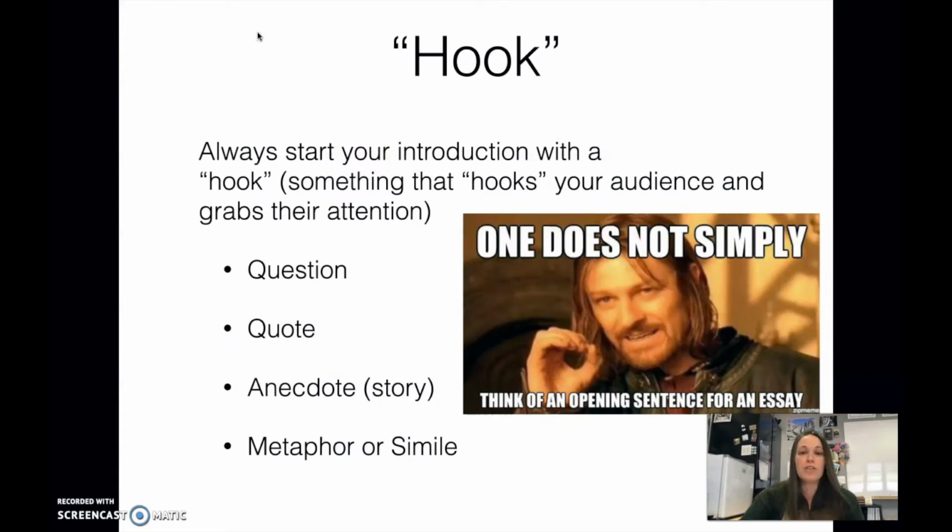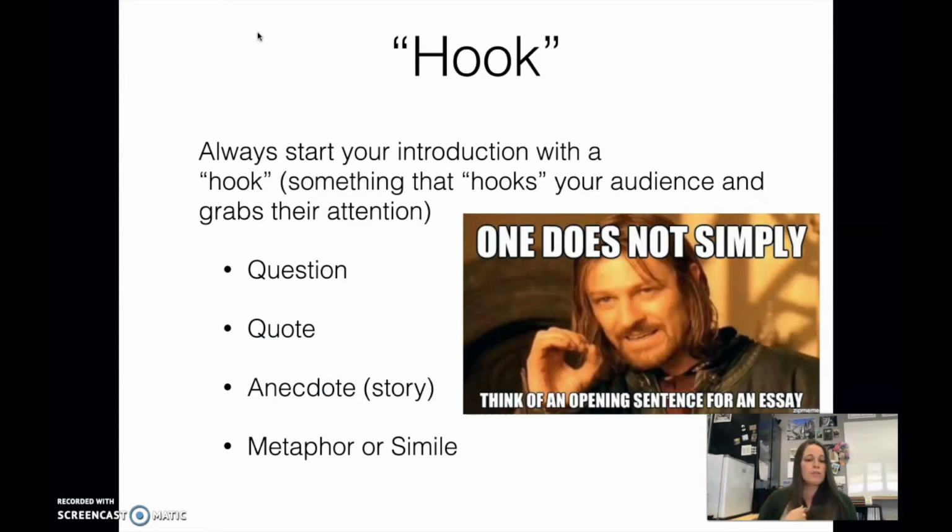First, in your introduction, you need to start with a hook. You always start your intro with a hook, something that grabs your reader's attention and makes them interested in what you're talking about. You can do this in a number of ways. I'm going to show you a couple different examples of what I think good hooks are. The first one being a question.